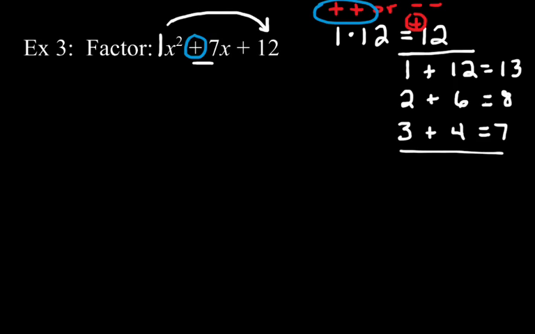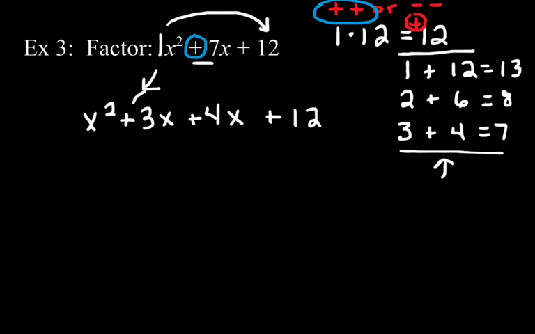So here's what we do at this point. We're going to take this expression and rewrite it. X squared. But instead of the 7x, we're going to put in these two numbers: a plus 3x and a plus 4x. And then we write down the plus 12 at the end. The reason we are allowed to do this is because 3x plus 4x is equal to 7x. So we are substituting in the 3x and the 4x in place of the 7x, and we can do that because they're equal.